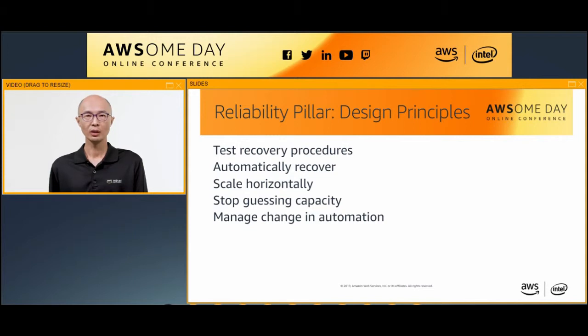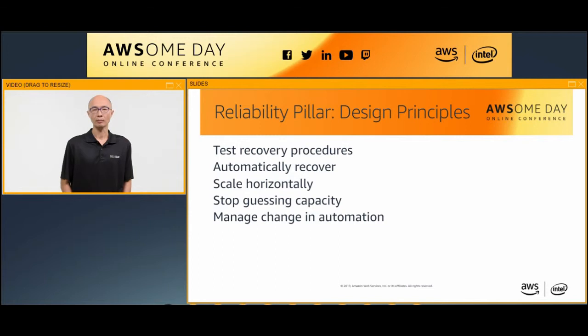Scale horizontally to increase aggregate system availability. When you have one large resource, it is beneficial to replace that large resource with multiple small resources to reduce the impact of a single point of failure on the overall system. Scale horizontally and distribute requests among the multiple small resources.